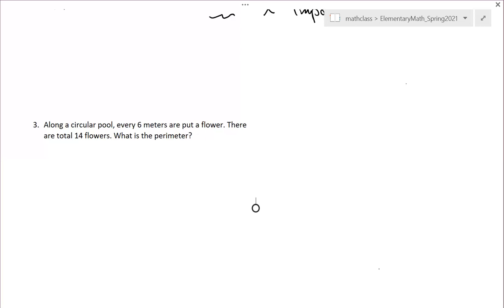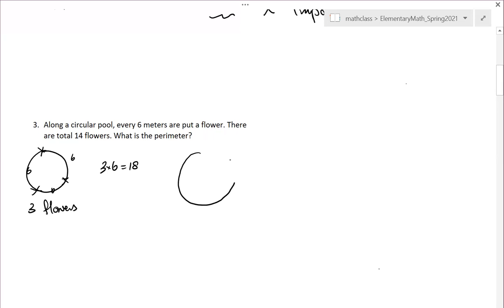Use the same idea. Sometimes a number like 14 flowers is difficult to put all in the picture. Okay, so you can begin with 2 or 3, 4 flowers, so you can get some ideas. Okay, for example, 3 flowers, right? In case of 3 flowers, then every 6 meters I put a flower, right? So 6, 6, 6. So 3 times 6, 18.